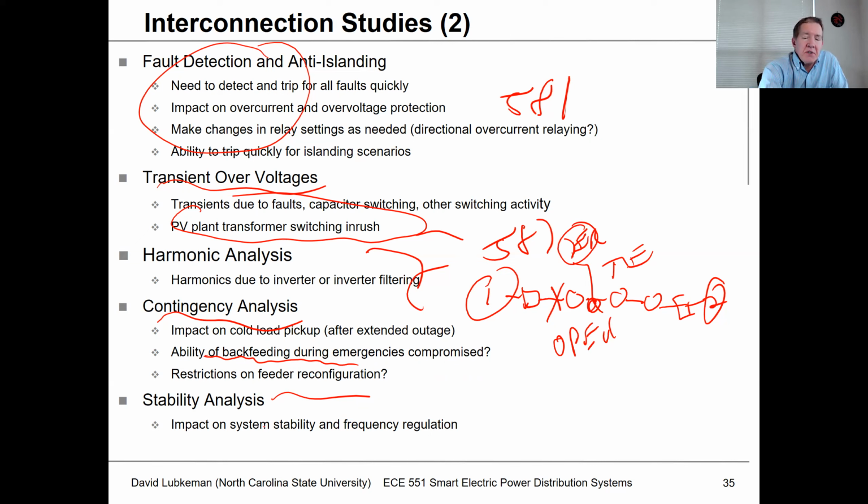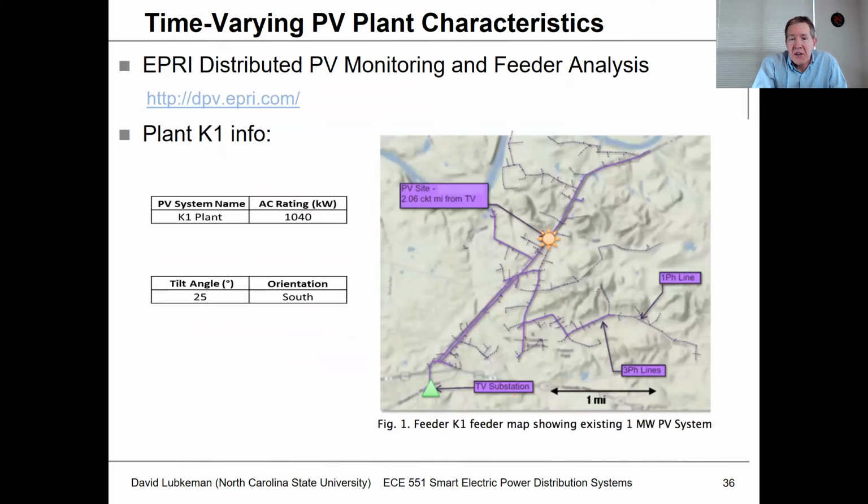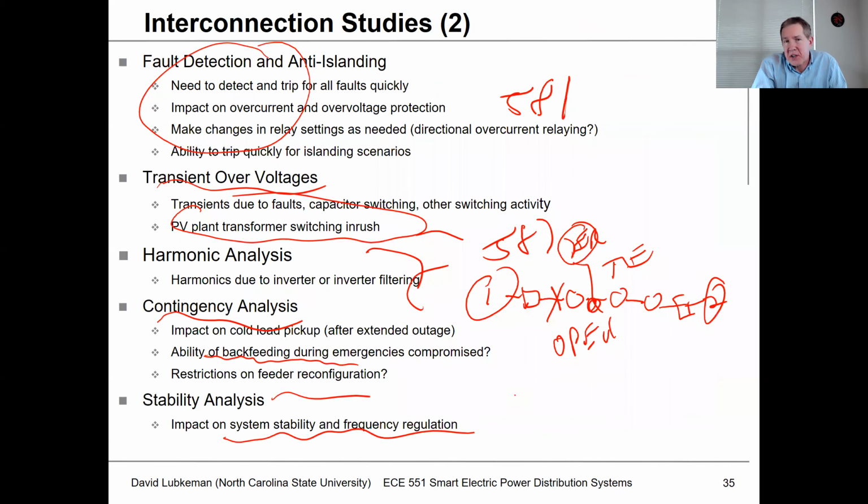Another thing you get into too, which is a little bit beyond the scope of this class, is the impact on system stability. This would be more for the 100 megawatt scale units connecting up to the transmission grid. However, in the future, if each distribution substation had, say, 20 megawatts of PV, this might add up to the point where we even have to consider distribution PV on transmission stability. And so there's a lot of different things that would go into these interconnection studies.